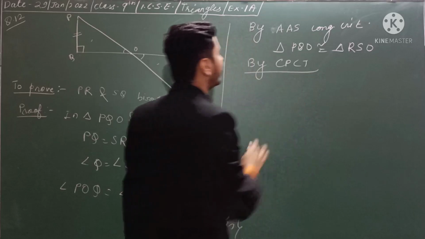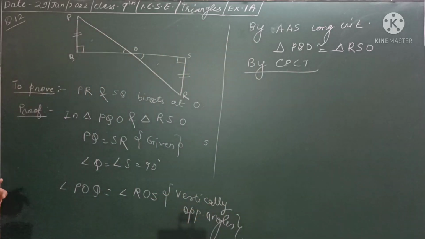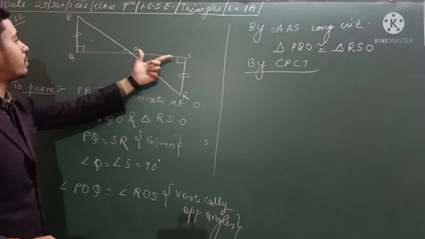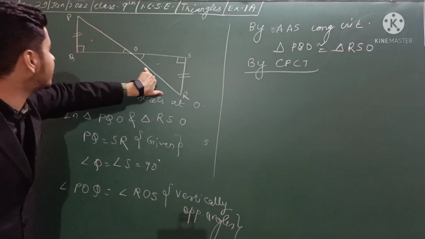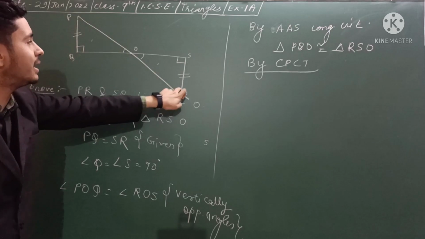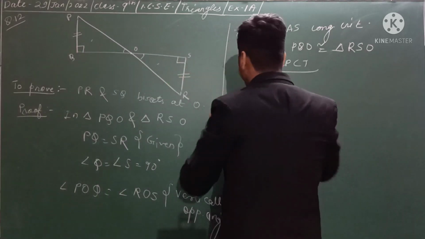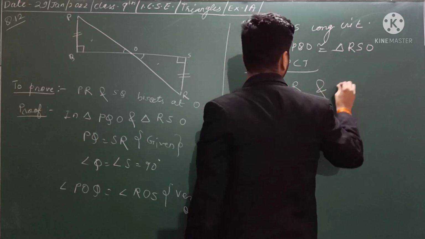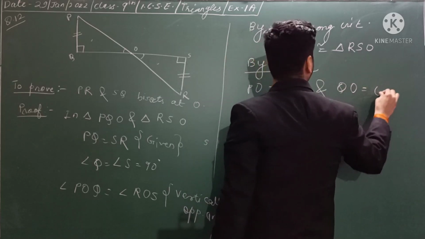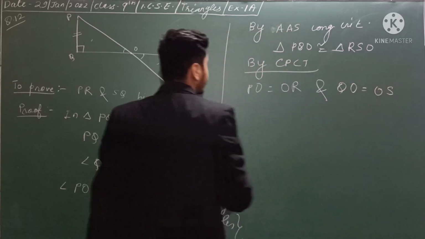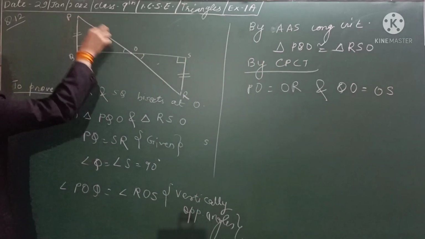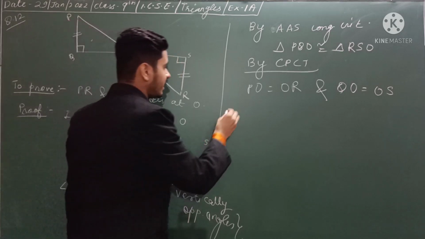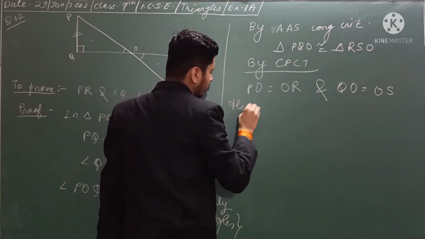Corresponding parts of congruent triangles are congruent. So what are the corresponding parts? This side equal to this side, this side equal to this side, this angle equal to this angle. So by CPCT we say that PO is equal to OR and QO is equal to OS, and this is what we required. So as PO is equal to OR and QO is equal to OS, hence we conclude.